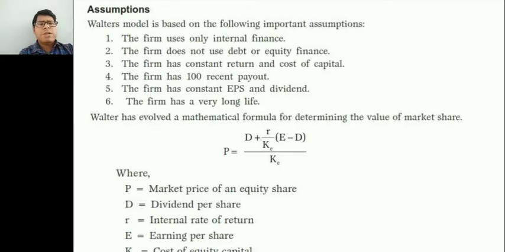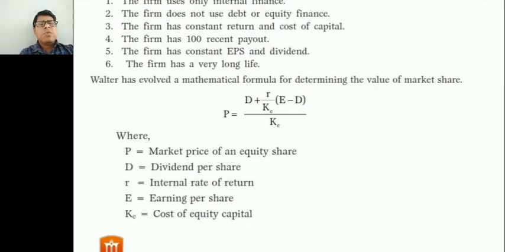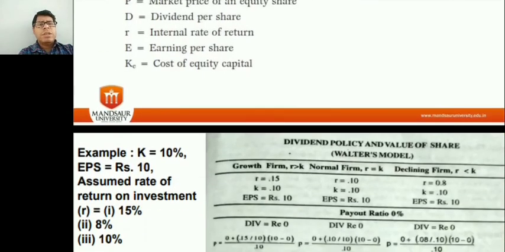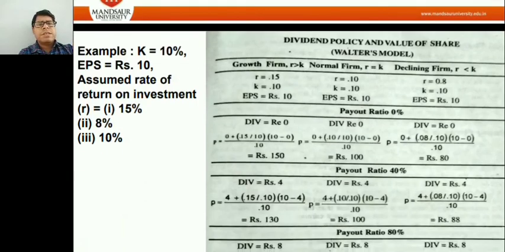That formula is very easy. P equals D, that is dividend, plus R upon Ke, that is R is the rate of return divided by cost of capital, bracket E minus D. E is earning per share minus D is equal to dividend per share, whole upon cost of capital. So this is the way how we can identify the market value of share, right?